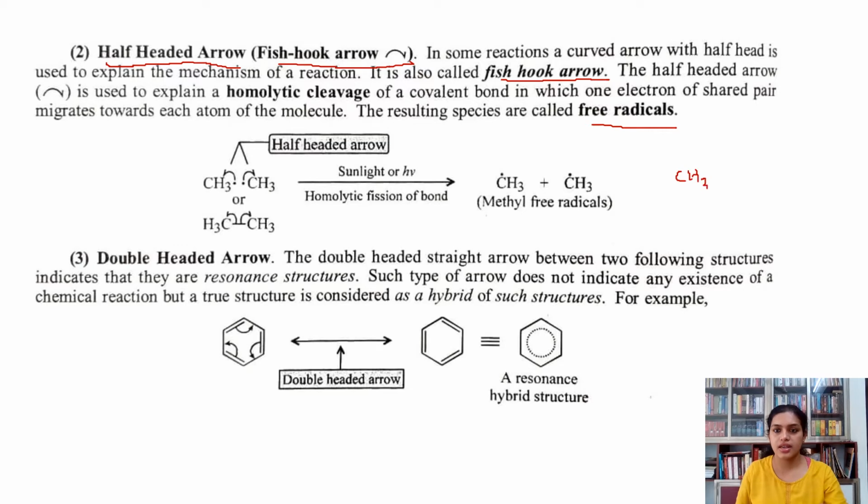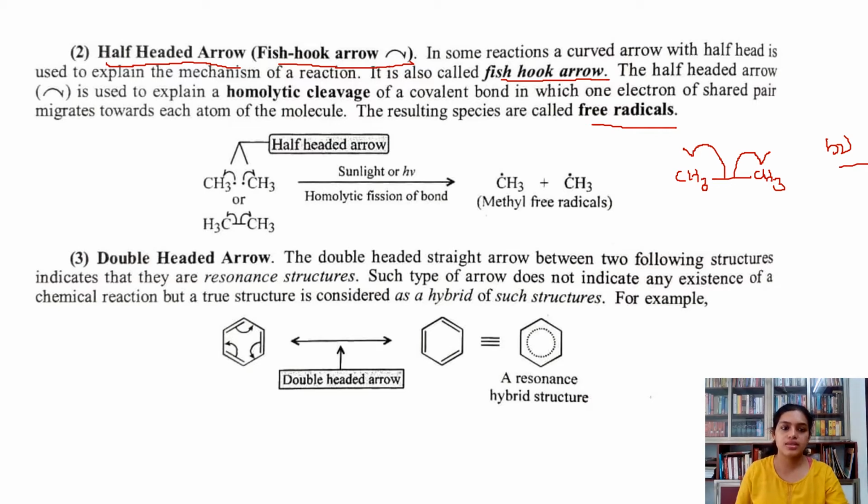Here is ethane in presence of sunlight. This bond is made up of two electrons, so one electron goes to this species and the other electron goes to this part. Therefore, we are getting two methyl free radicals. The species resulting from the fishhook arrow representation are called free radicals.